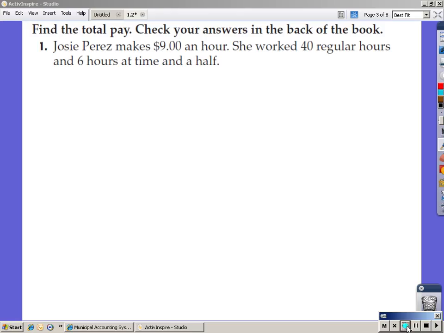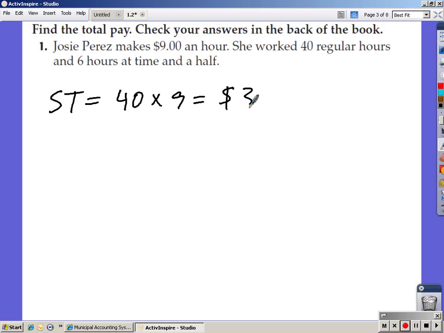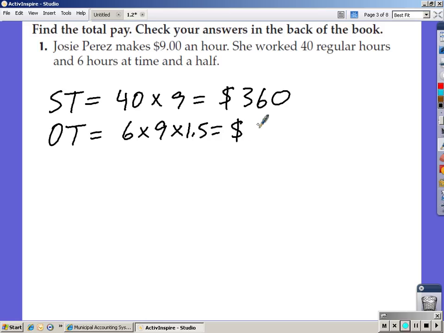Okay, let's take a look at this one, see if you got it right. We're going to find our straight time pay first. She worked 40 regular hours at $9 an hour. So 40 times 9 is $360. And then we have our overtime pay, which is 6 hours of overtime at $9 an hour times 1.5. 6 times 9 times 1.5 is $81. 360 plus 81 should be $441 in total pay. All right?